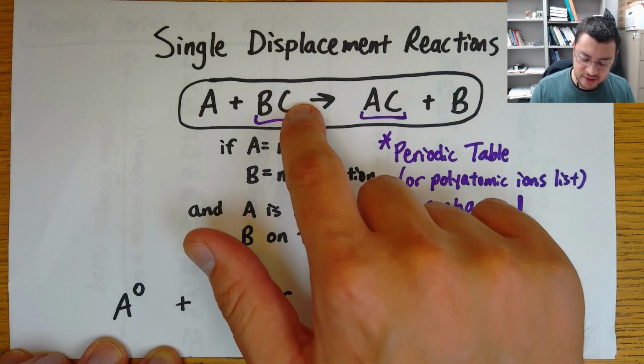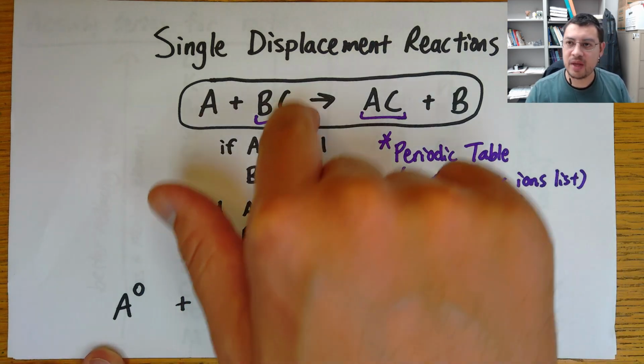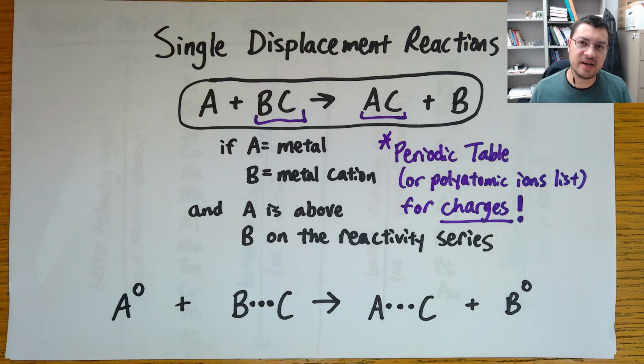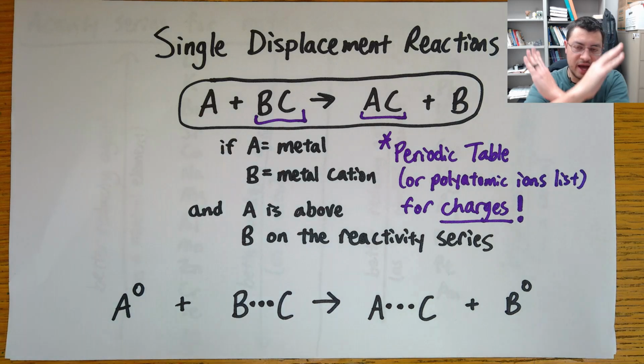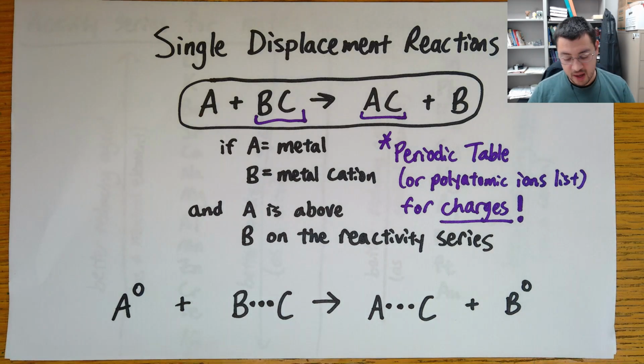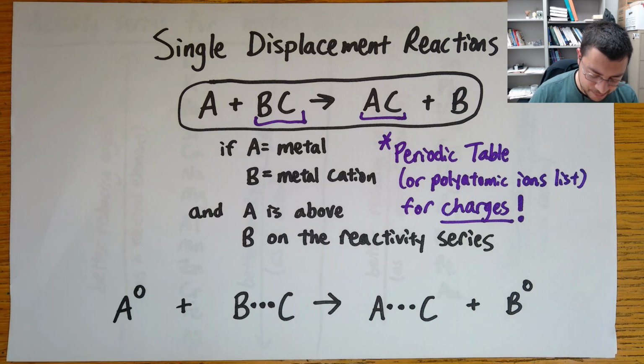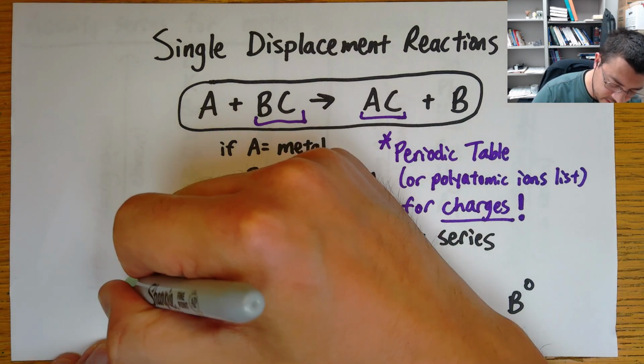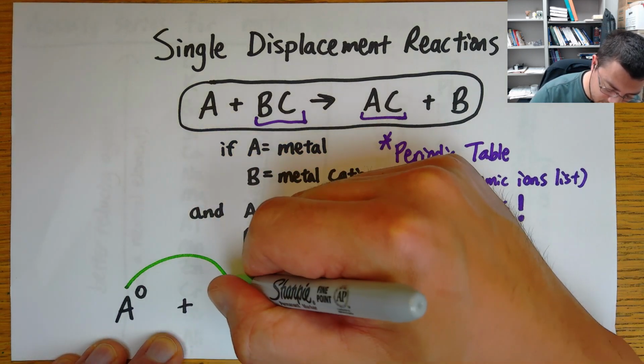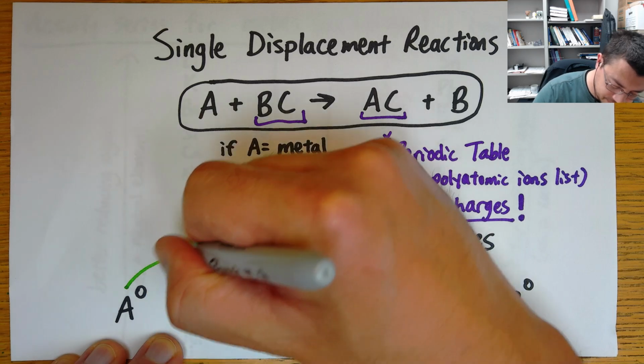It doesn't usually participate in the reaction, unless we were doing a halide displacement or something like that, but that's not the focus of this video. So what happens is you have a neutral metal, and I'm symbolizing that with a 0. And it's going to give electrons to the cation.